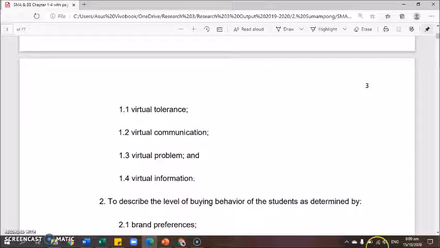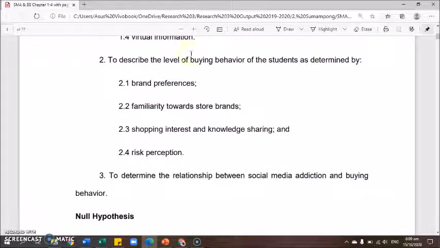Okay. Yung second objective naman is the level of buying behavior of students as determined by brand preferences. Okay, familiarity, ayan. So, these are the indicators of your second objective. As determined by pa rin, or pwedeng in terms of. Pwede yan. So, to describe the level of buying behavior of the students in terms of, and then colon, and then your indicators. And the third specific objective is to determine the relationship between social media addiction and buying behavior. So, this is the relationship of your first variable and the second variable.